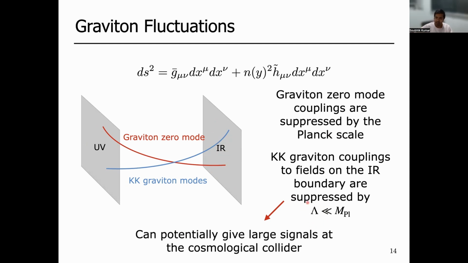Since the couplings are less suppressed compared to the coupling to the graviton zero mode, you would expect that anything like, for example, the KK graviton inflaton coupling can potentially give rise to much larger signatures at the cosmological collider, just from the fact that you have a smaller than M Planck suppression.